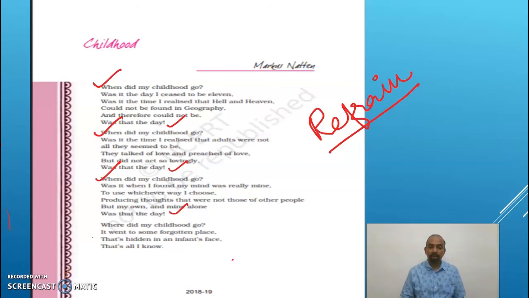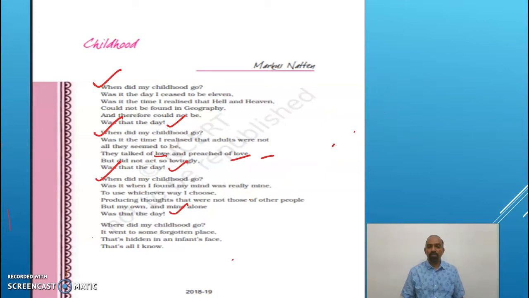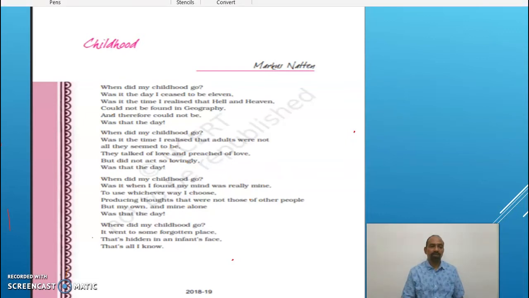Is that clear? But look at another repetition of words here. Somewhere it is used, love and preached of love. Love and love. Here we can say that it is repetition. So within a line, words are repeated. Now let us move on to the next poetic device used in the poem.